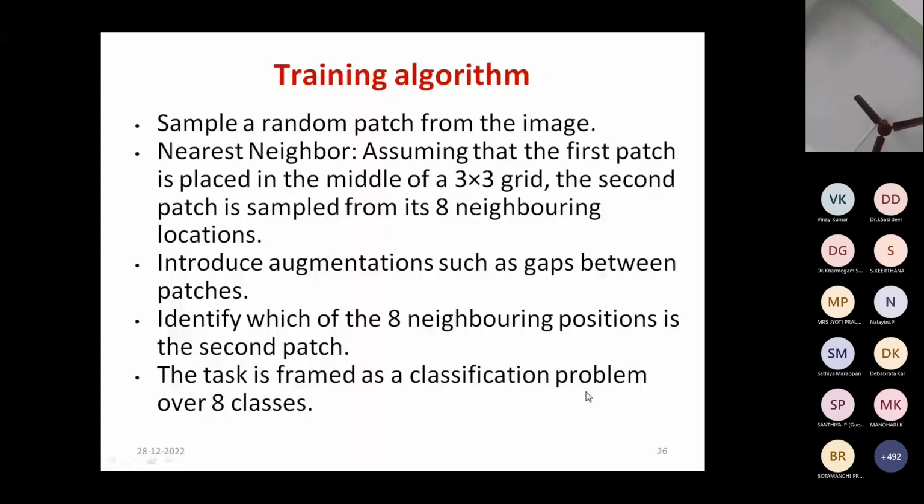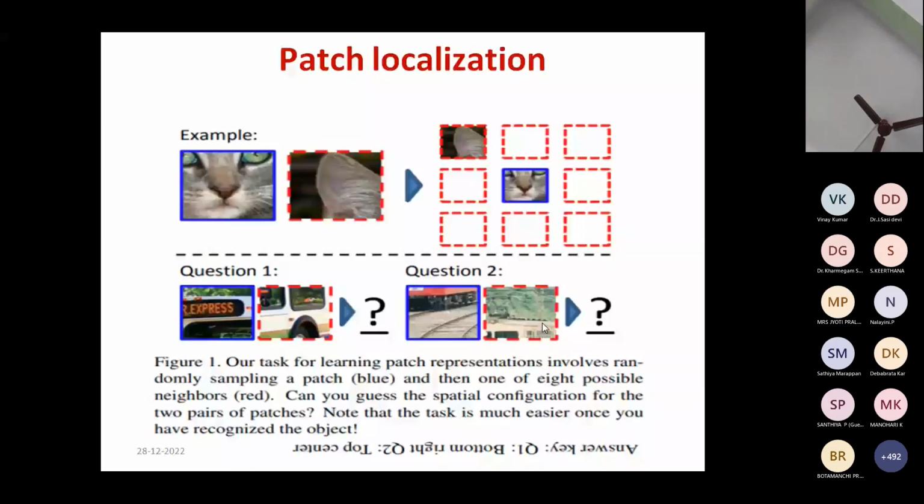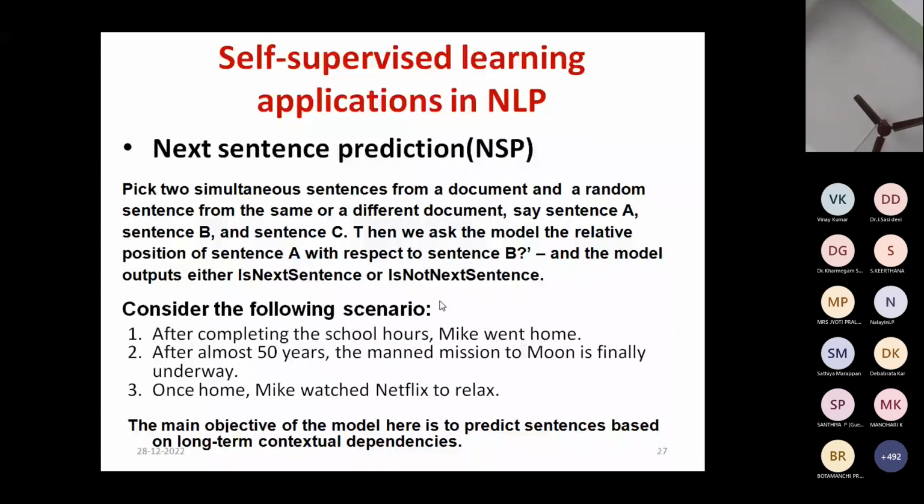Coming to another application, these are very famous applications in computer vision. Coming to NLP, there are certain applications which use self-supervised learning, such as next sentence prediction, NSP. Next sentence prediction is very important because we need to predict the sentence based on long-term contextual dependencies, because we are in the social media era. We need to keep on predicting, for example, in the next 15-20 days, which country is going to win FIFA 2022, and who is going to win the Gujarat election. Everywhere we keep on doing prediction from sentences.